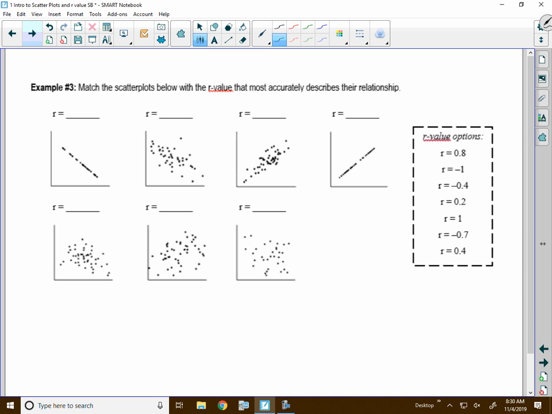Example 3. Match the scatter plots below with the R value that most accurately describes the relationship. I want you to go ahead and do it, and then we'll see if we're similar. Match the ones that you think fit. You can cross them off as you go. It makes it easier.